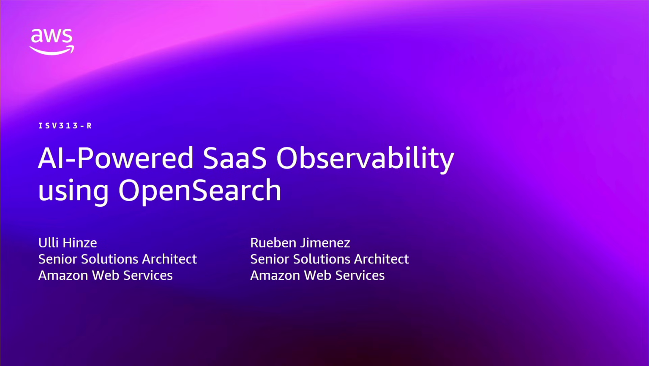So my name is Uli. I'm a solutions architect based in Berlin, Germany. And my primary job is to work with software companies running SaaS on AWS. But I'm also part of the OpenSearch community here at AWS.